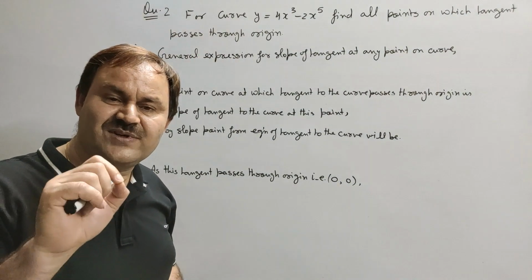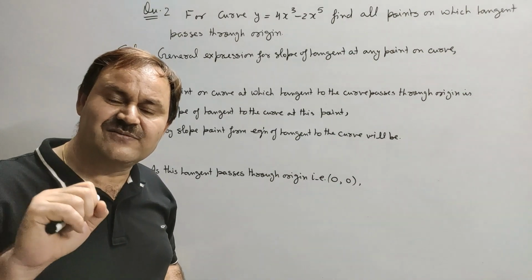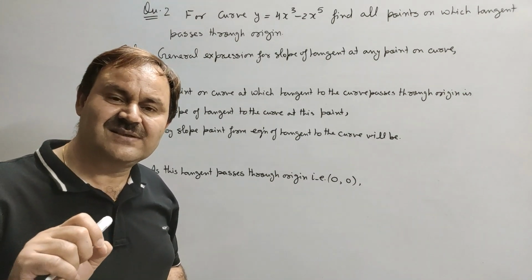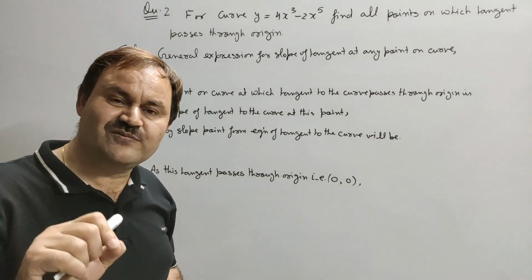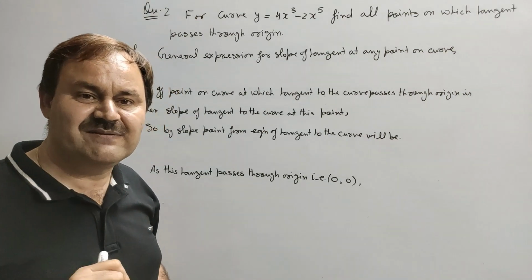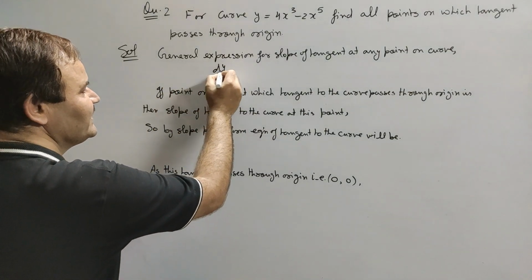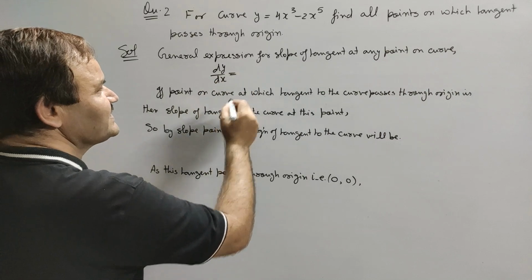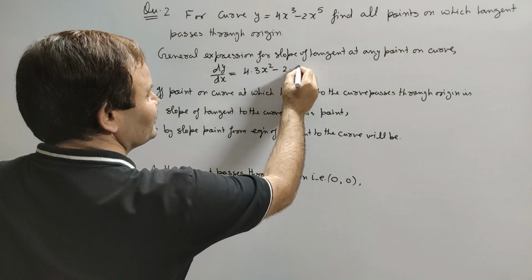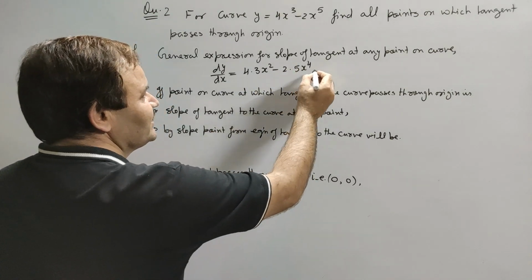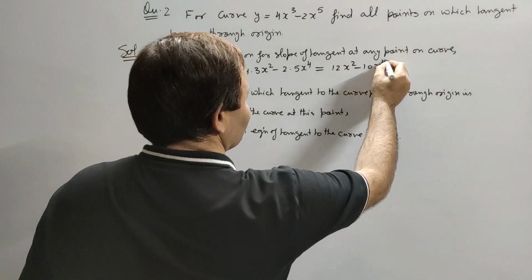origin. In this case, first we will have to determine the equation of tangent, and for determining equation of tangent we must have the slope of tangent. And we know the general expression for slope of tangent to the curve will be given by dy by dx. Hence, general expression for slope will be dy by dx. And dy by dx means 4 into 3x square minus 2 into 5x to the power 4. This is equal to 12x square minus 10x to the power 4.